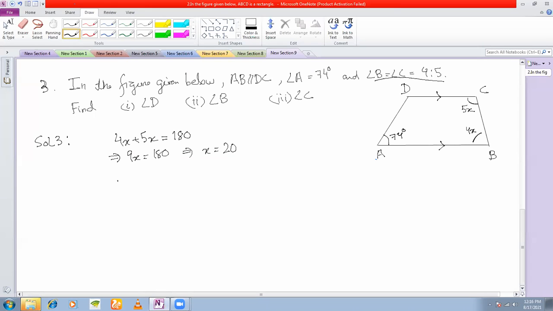So therefore, how much will be angle B? Angle B will be 4x, which is 4 into 20, which is equal to 80. How much will be angle C? Angle C will be 5x, 5 into 20, which is equal to 100. Right? We have found angle B and angle C. How will you find angle D? The sum of the interior angles of a quadrilateral is equal to 360 degrees.